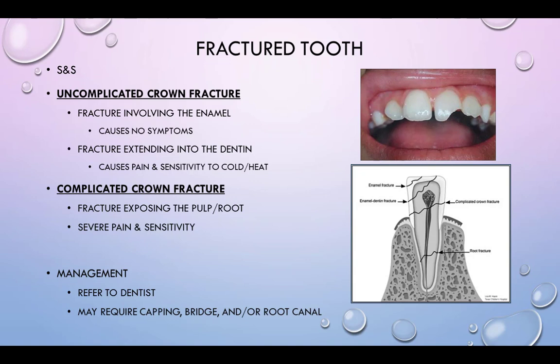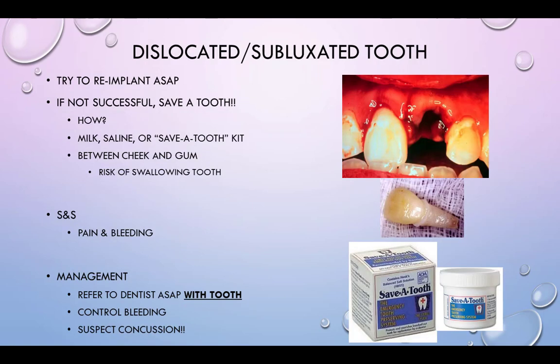If someone has sustained a tooth injury, refer the individual to a dentist as soon as possible. Injuries to teeth may require capping, a bridge, or even a root canal. If a tooth is knocked out, try to reimplant it as soon as possible. If you are not successful, save the tooth. How do we save the tooth? Well, we can place the tooth in milk, saline, or even a Save a Tooth kit.